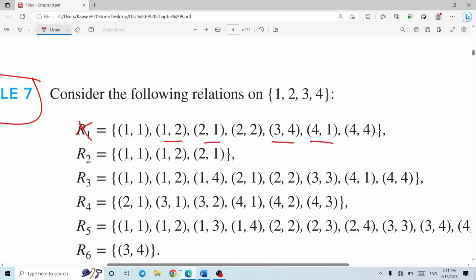R2. Yes. R3. I don't know. No. Why no? 1 and 2, 2 and 1. 1 and 4, 4 and 1. Nothing else, right? So yes.